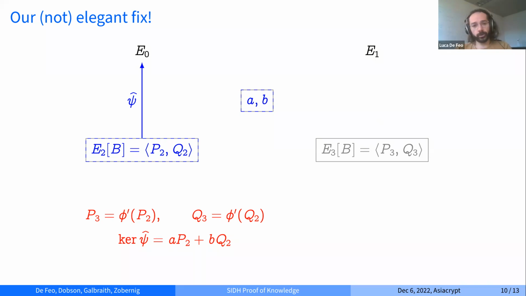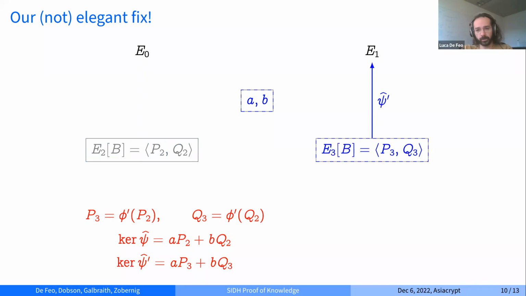And finally, for the third opening, when I get the challenge with the third possibility, revealing the right side, I will do exactly the same as the left side. I will open the pair A, B, I will open the torsion basis, and I will check that A times P3 plus B times Q3 is the kernel of psi prime hat.